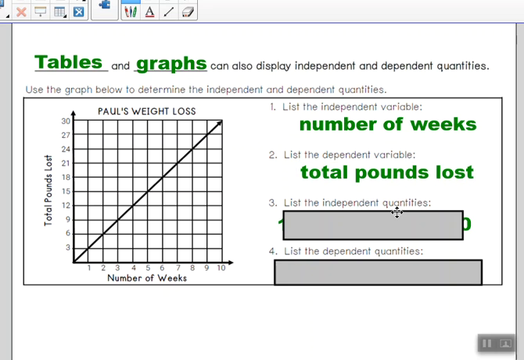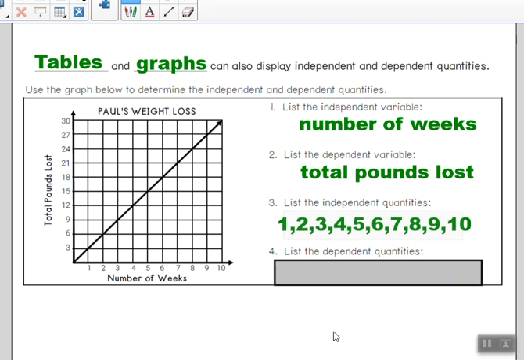Okay. List the independent quantities. Well, that would just be how we've chosen to number our x-axis. So in this case, we've numbered by ones. So we're just going to list those off. 1, 2, 3, 4, 5, 6, 7, 8, 9, 10.